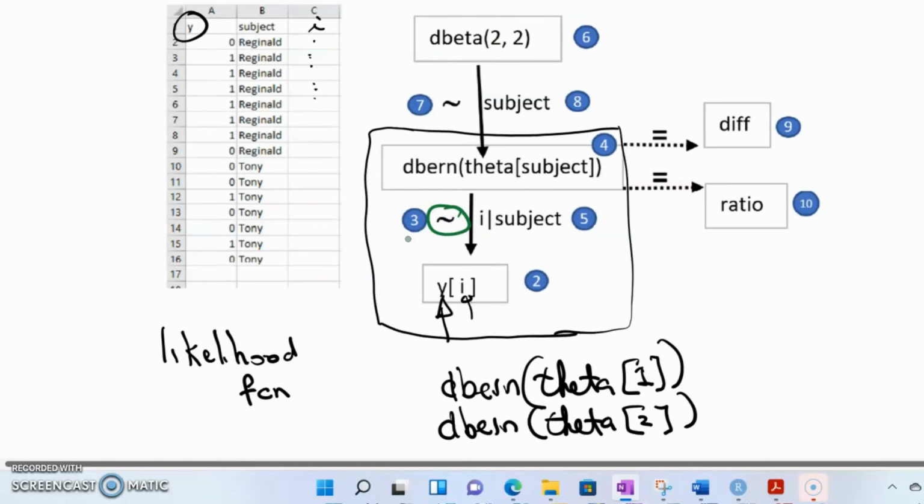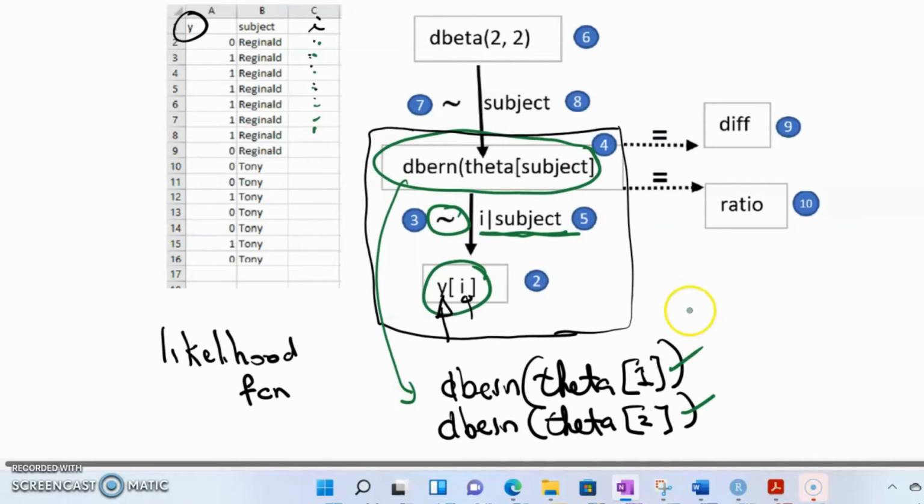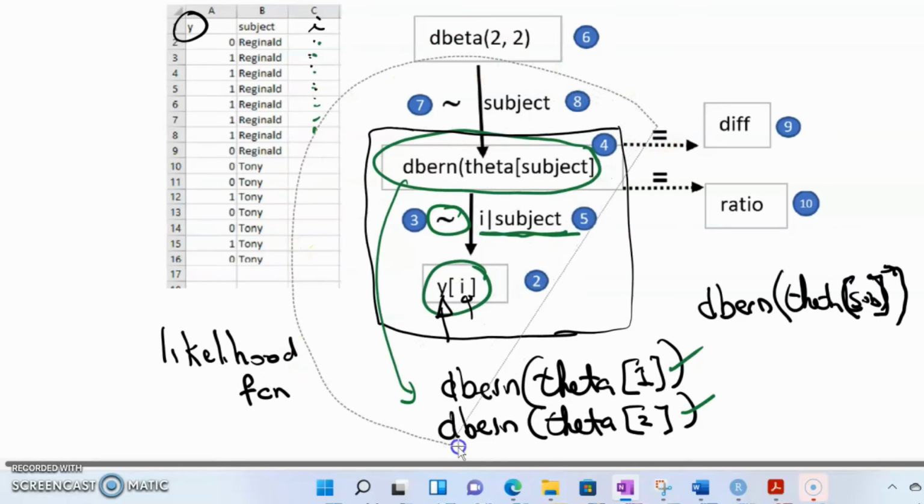Tilde, because we've got a distribution, and all this stuff here, this i subject, means that we have to index our values of y to reflect not only the row number, but whether we've got Reginald's coin or Tony's coin. What we have here is just a generalization of this, in that we're saying that the values of y arise from some Bernoulli distribution with a theta that's going to vary with the subject. So that's the likelihood function.